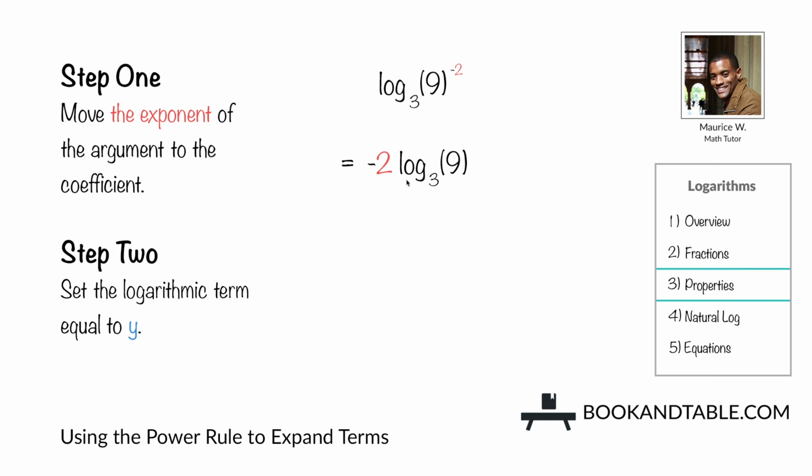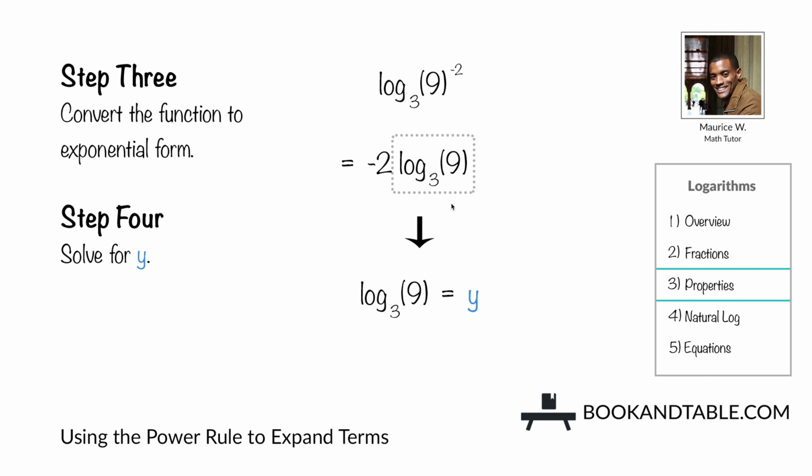And now we want to set the logarithmic term here equal to y. That way we can now convert the function to exponential form. So we take our base 3, raise it to a power of y, and set that equal to the argument 9. And now we want to solve for y. So we change 9 to its equivalent 3 squared, showing us that y is equal to 2, which means that the log of base 3 of 9 is equal to 2. So we can replace this term here with its equivalent value, positive 2.